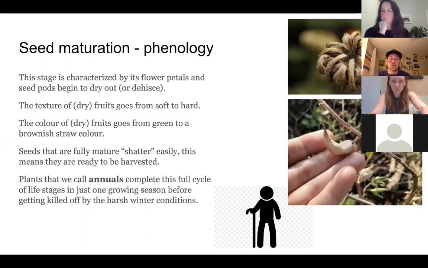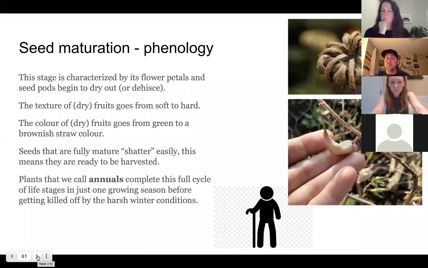They complete their entire life cycle in one season, and generally an annual is a very tender herbaceous plant that will get killed off by the harsh winter conditions, but it's so fast at completing that life cycle. That's what makes them very competitive and very successful.